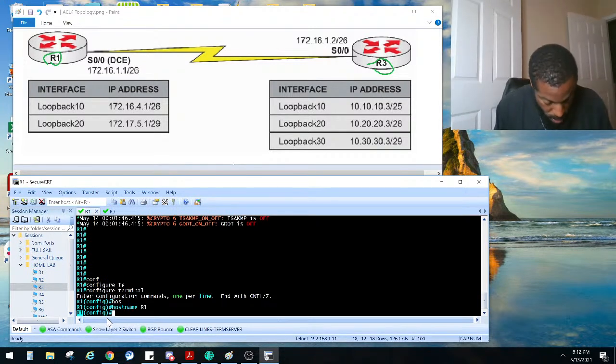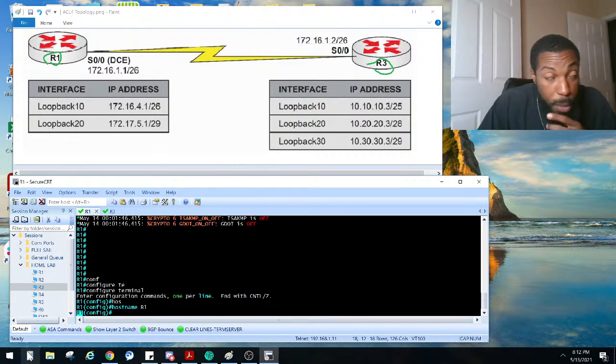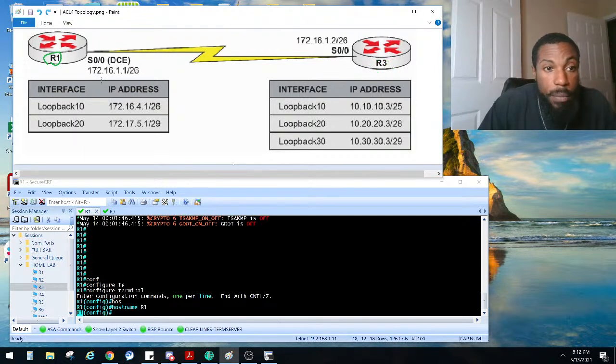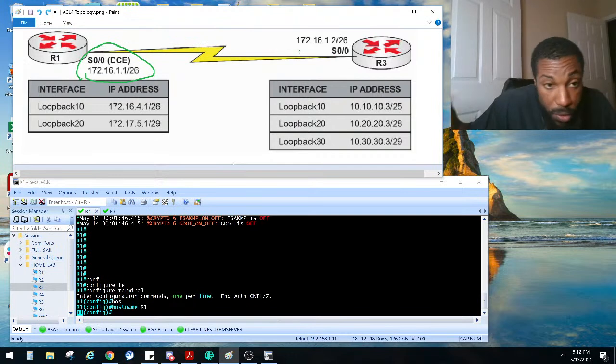Task number 2. Real similar to last lab, except they added some loopbacks and changed up what we need to do with the ACL. We are going to configure router 1's serial interface, which is a DCE, right? Data communications equipment, to provide a clock rate of 768 kilobits to router 3. So we need to configure this interface right here. I already have it cabled up physically, right? I put the cable from router 1 to router 3, so that's already done.